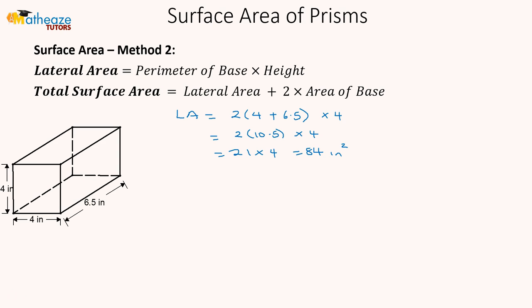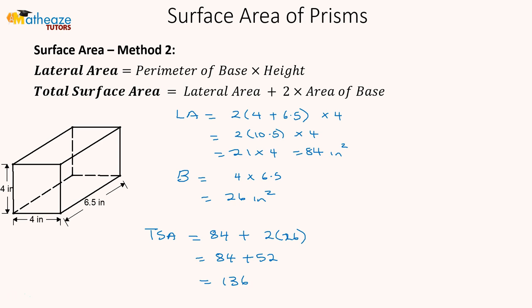Now let's look for the area of the base. Let's call it B. The area of the base is going to be 4 times 6.5, which is 26 square inches. But for the total surface area, let's call it TSA, total surface area is going to be lateral area, which is 84, plus 2 multiplied by the area of the base. So this is 84 plus 52, which is equal to 136 square inches.